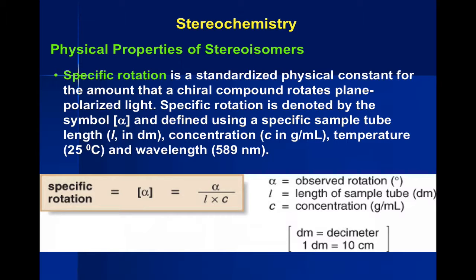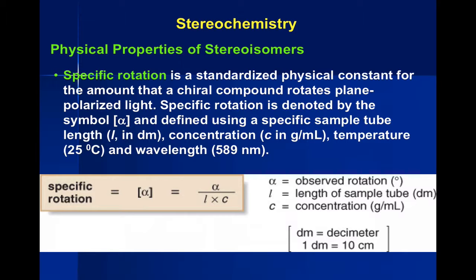So it's real simple math. Alpha is just the observed rotation in degrees. The path length is the length of the sample tube in decimeters. And organic chemists love to make things real simple, so we always choose a 1 decimeter tube, which makes the math real easy. But it doesn't have to be a 1 decimeter tube. And then the concentration ain't really a concentration. It's in grams per milliliter. That's by definition from 150 years ago, 200 years ago, when this experiment was originally done.